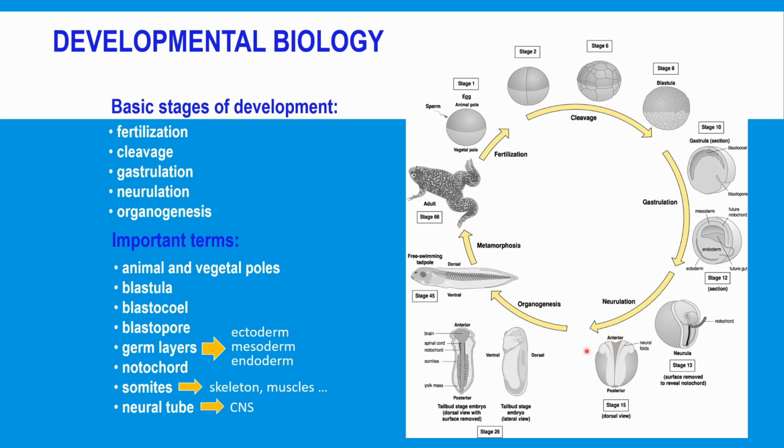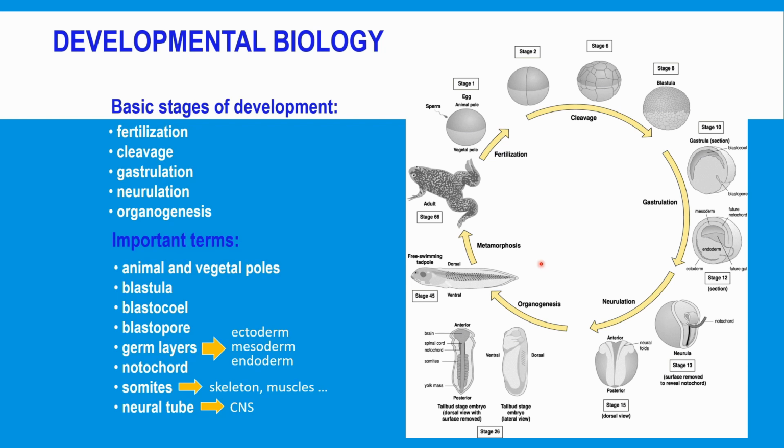After neurulation, we get organogenesis, the formation of organs, and here it's important with the somites. The formation of somites, which will give rise to skeleton and muscles, and the neural tube forms here and gives rise to the central nervous system. And these are the basic stages of development: fertilization, cleavage, gastrulation, neurulation, organogenesis. But you will notice that this figure contains another stage, metamorphosis.